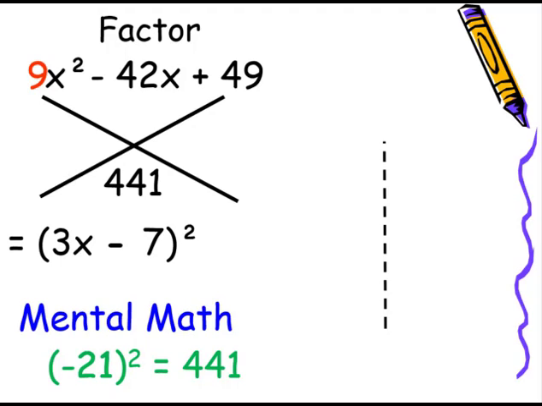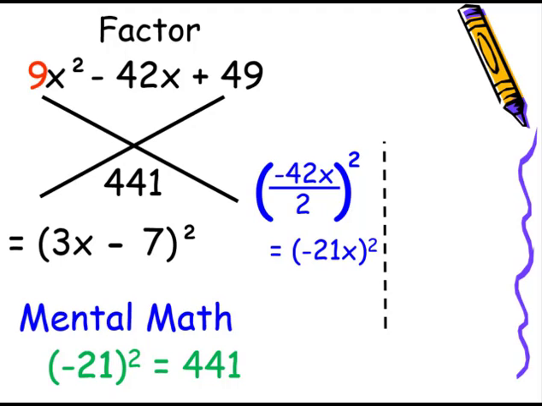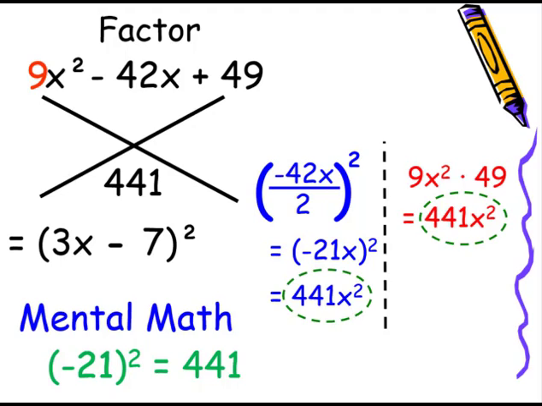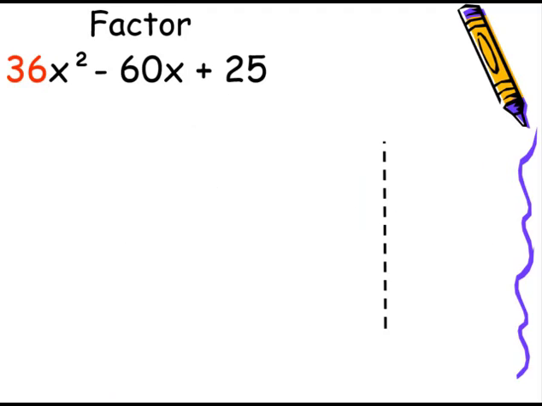A more detailed check is to take half of negative 42x and square it. Check it with the first term times the last term, and it checks. Let's take a look at another example.